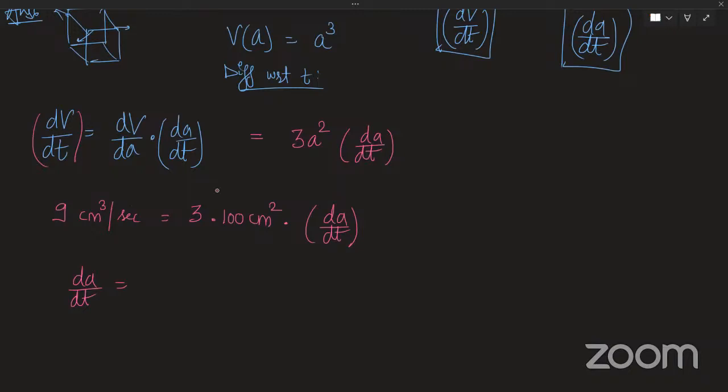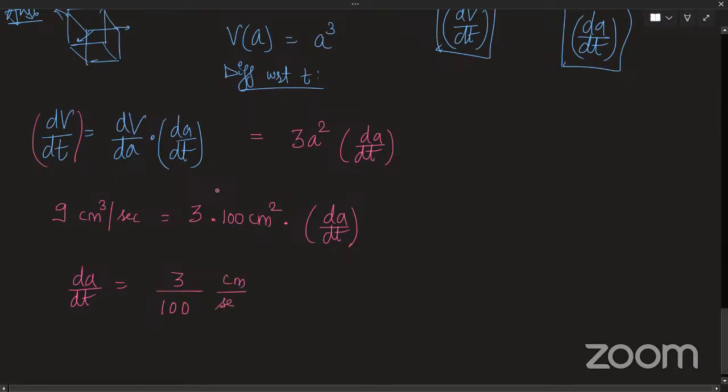So this will cancel out. So it will be 3 by 100 centimeter per second, right? Yes, sir. So you can write it as 0.03 centimeter per second. It will work.